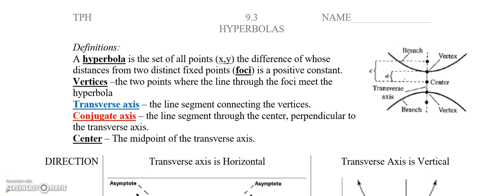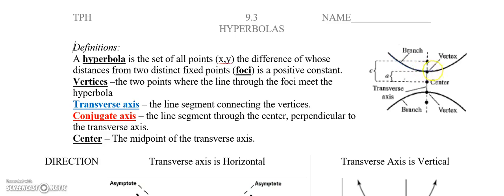Class today we're going to work on hyperbolas, which is the set of all points (x, y), the difference of whose distances from two distinct points called the foci is a positive constant. Okay, so a hyperbola has two branches.